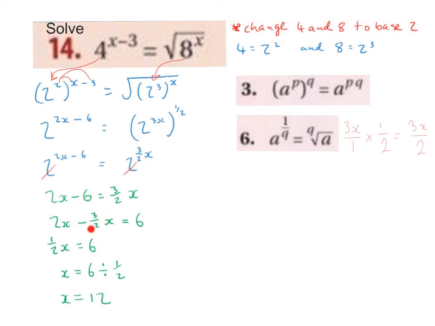2x minus 3 over 2 x gives me a half x, so a half x equal to 6. And if I want to get x on its own, I need to divide by a half, so it's going to be x equals 6 divided by a half, and 6 divided by a half is 12. So I was asked to solve 4 to the power of x minus 3 equals the square root of 8 to the power of x, and my answer is x equals 12.